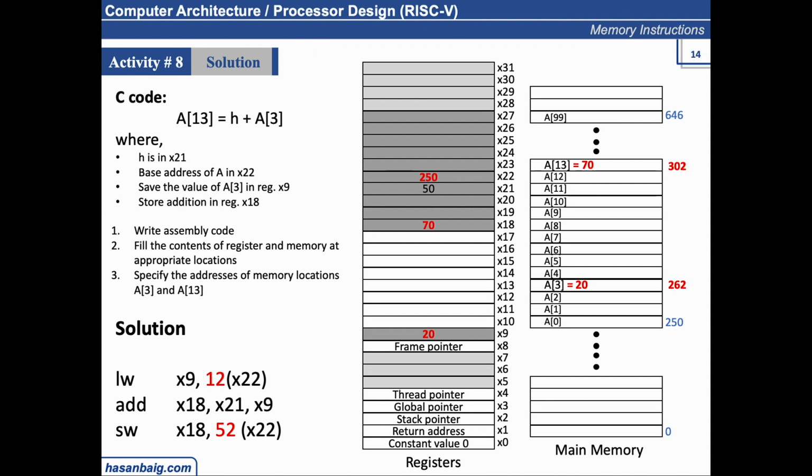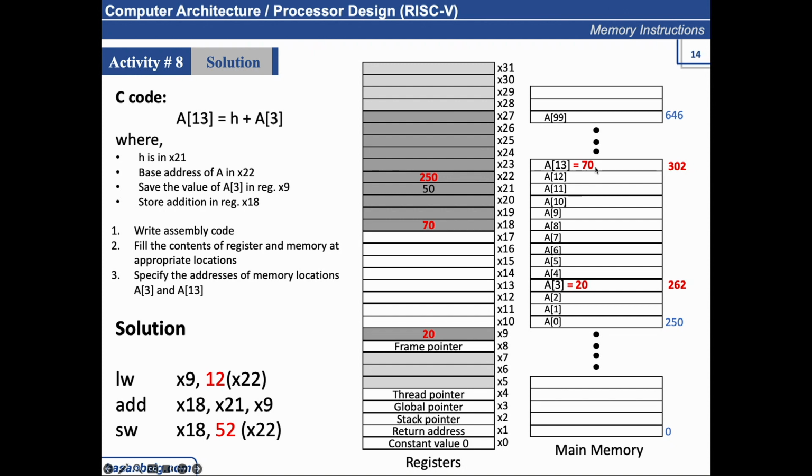Now in SW, do not get confused with the convention here. This still corresponds to the source register. So x18 is the place where we want to read the data from, which is 70, and go to memory at location x22, which is 250 plus 52, and store the value here.